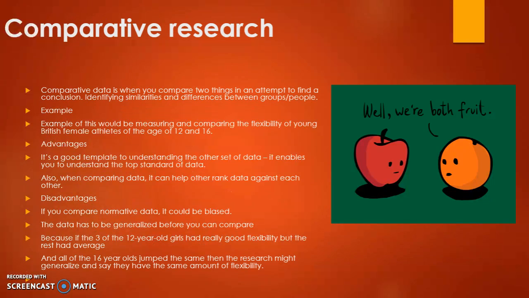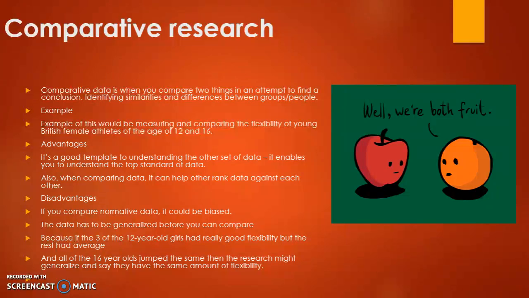Comparative research is when you compare 2 things in an attempt to find a conclusion, identifying similarities and differences between groups and people. An example of this would be measuring and comparing the flexibility of young British female athletes of the age of 12 and 16.